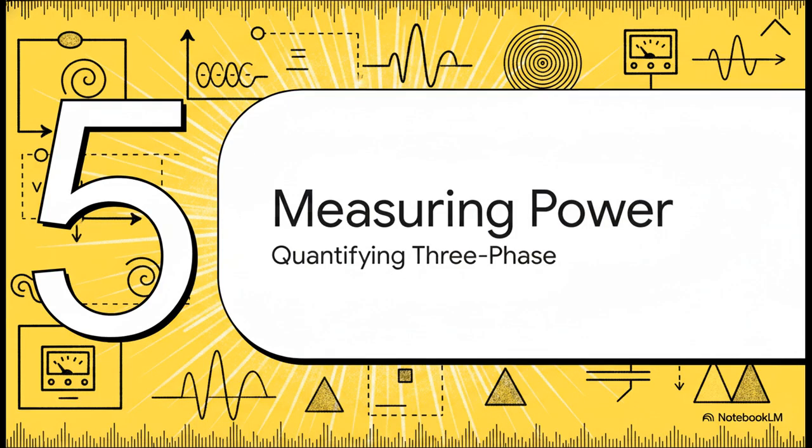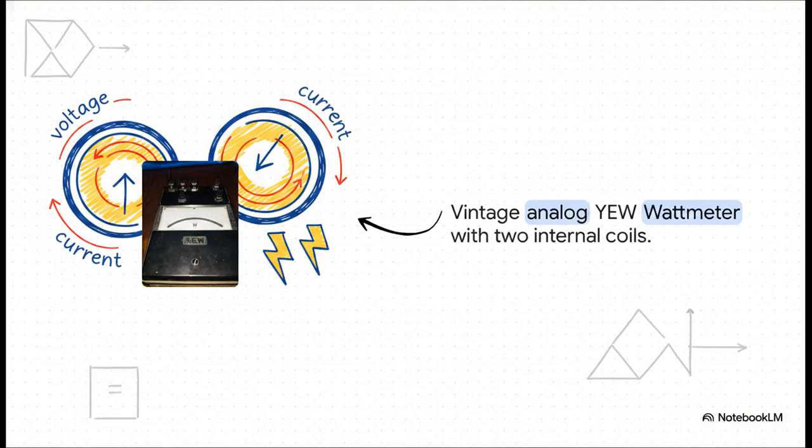And finally, we've arrived at part 5, measuring three-phase power. To really wrap our heads around the math of measurement, let's look at a beautiful, tangible piece of hardware. This right here is a vintage analog watt meter. Now, to measure power, which is watts, this instrument actually requires two entirely separate internal coils. One is completely dedicated to measuring voltage, and the other is strictly for measuring current.